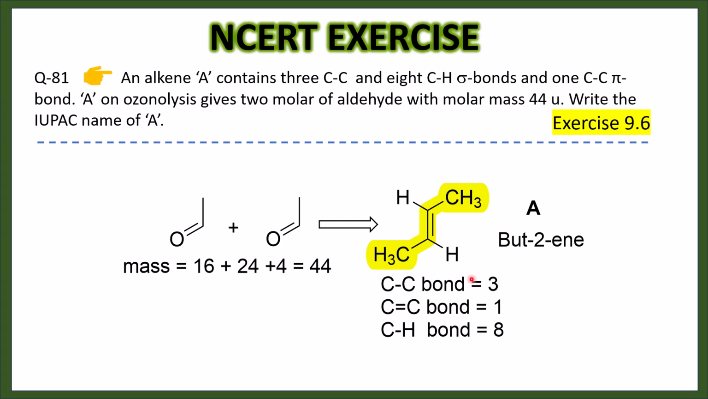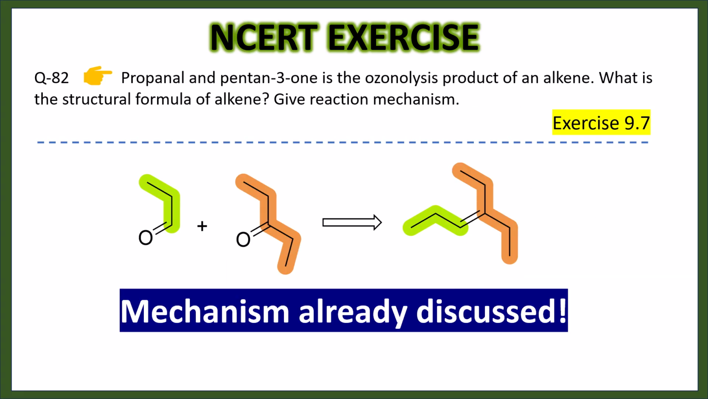Now we can find that here there is 1 C-C double bond and 3 C-C single bonds, and the C-H bonds are 3 plus 3 plus 2, that is 8 C-H bonds. So the alkene A is but-2-ene. Now question number 82: propanal and pentan-3-one are the ozonolysis products of an alkene. What is the structural formula of the alkene? Give the reaction mechanism.